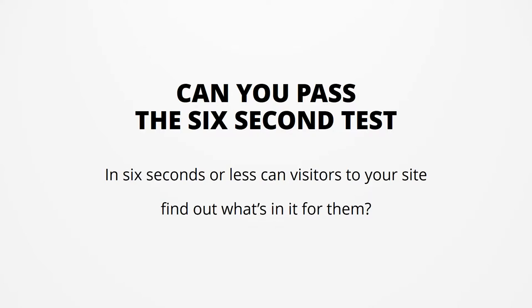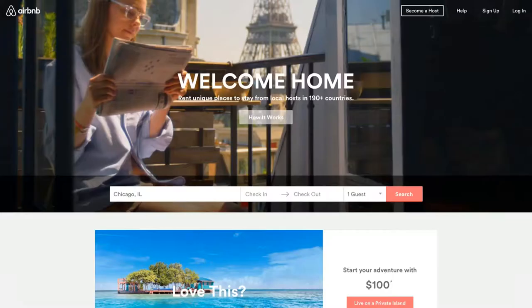And if you're following along, I think you can do this test in the background. But here's a great example from Airbnb that I think passes this test very well. Their slogan is very simple. It's "Welcome home. Rent unique places to stay from local hosts in 190-plus countries." Airbnb nails the 6-second test.